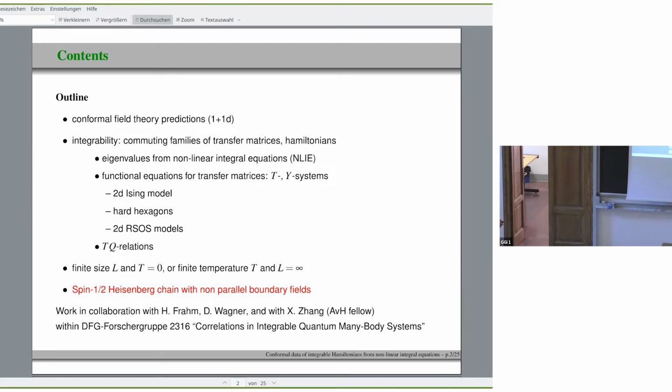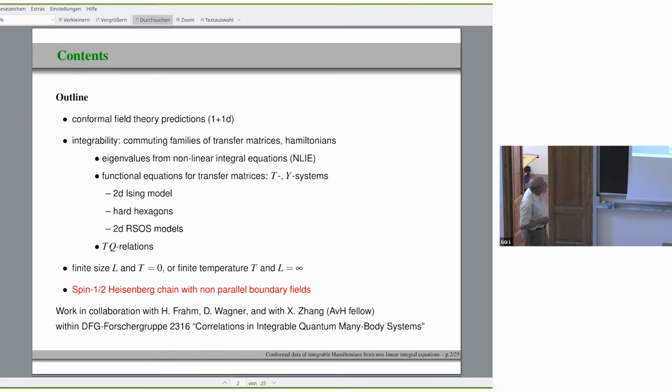What we will be doing is we use commuting families of transfer matrices, many transfer matrices, not necessarily only the transfer matrix whose logarithmic derivative gives the physically interesting Hamiltonian, but also matrices that just commute with the physically interesting transfer matrix and allow for setting up interesting functional equations. The eigenvalues of the Hamiltonian obtained from the physically interesting transfer matrix are obtained from nonlinear integral equations that come from relations of the physically interesting transfer matrix and other technically appearing transfer matrices.